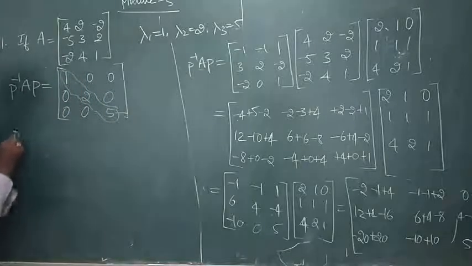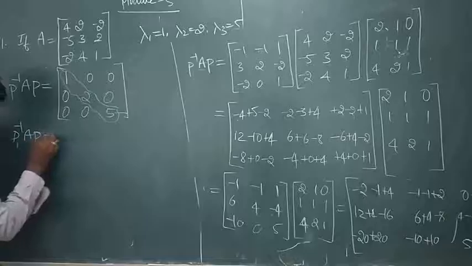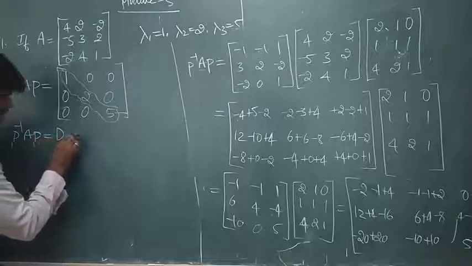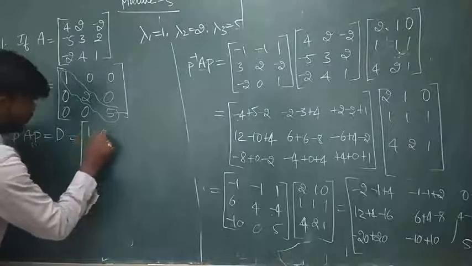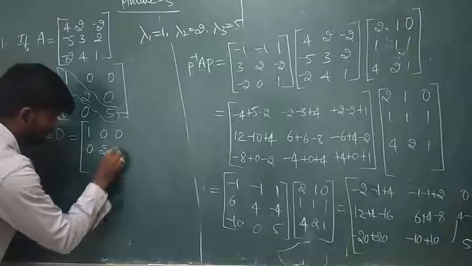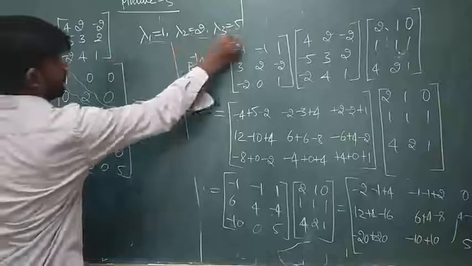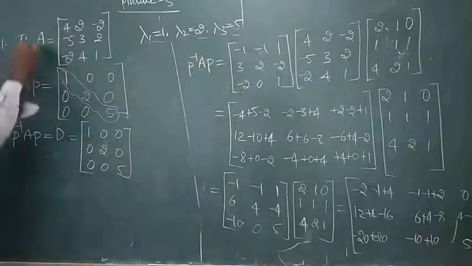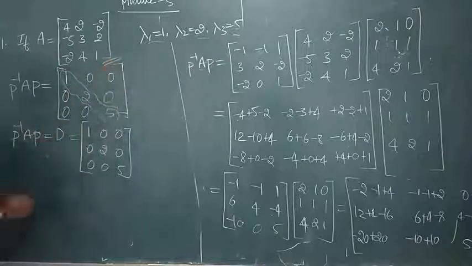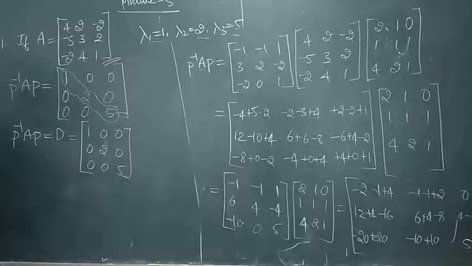Therefore, P inverse AP, the diagonal matrix, is equal to 1 0 0, 0 2 0, 0 0 5. These are all the eigenvalues: 1, 2, 5. Therefore, the given matrix A is diagonalizable. So, the given matrix is diagonalizable. This is the problem. For 8 marks, you should go through it once again. Understood?